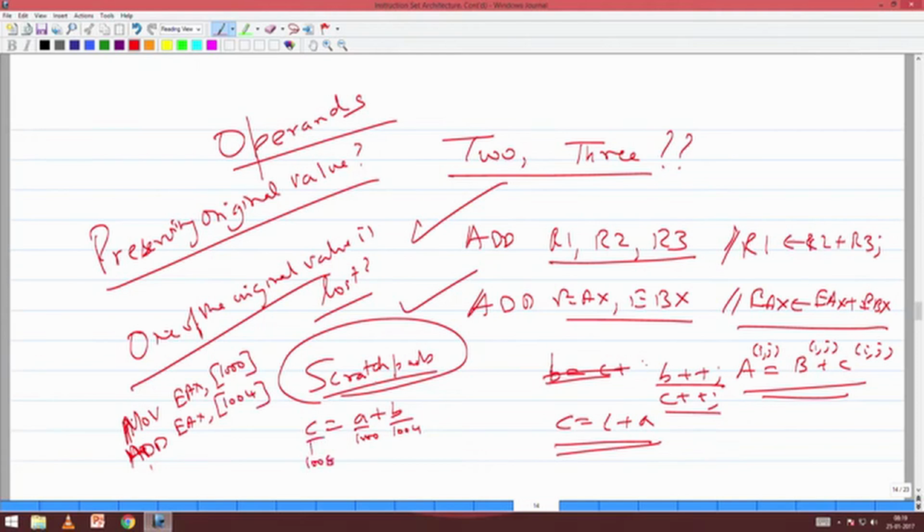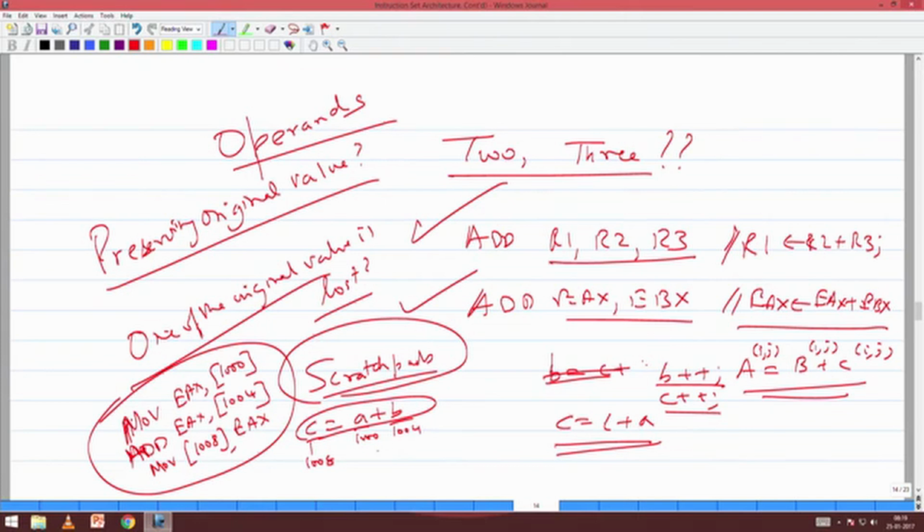I will move EAX into 1008. This is the easiest code I can write here. Even instructions like this are stored in memory, and I can go and access them from there and store. Are you able to get this?